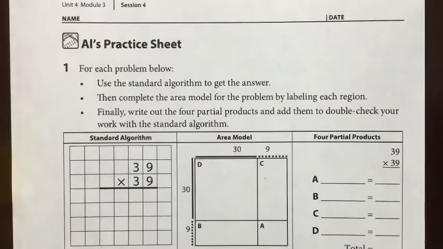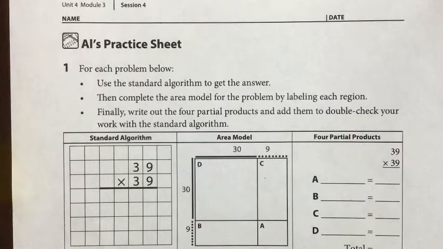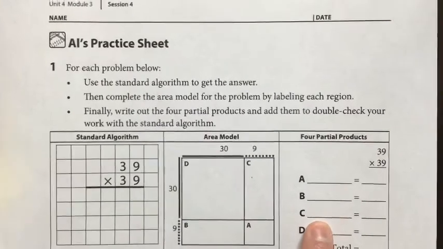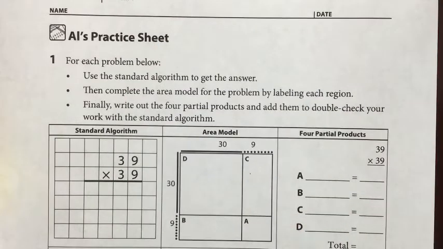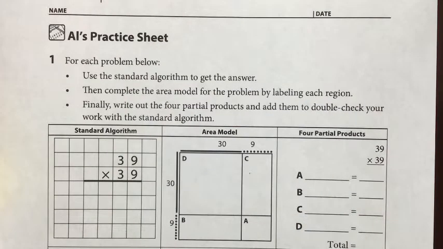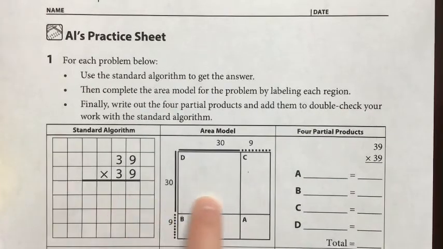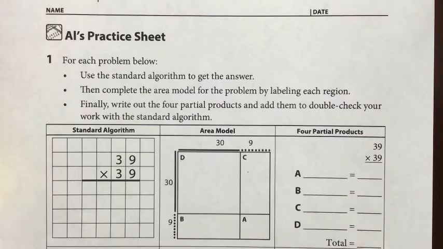For the very last page, there are just 2 problems. You're going to do number 1. This is called Al's practice sheet. For each problem below, use the standard algorithm to get the answer, then complete the area model for the problem by labeling each region. So you're going to do this part next. And then you're going to finally write out the 4 partial products and add them to double check your work with the standard algorithm.